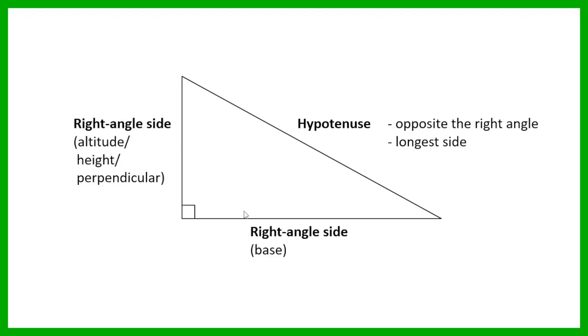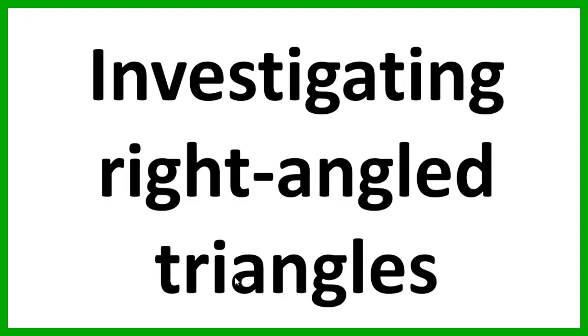Then these other two sides are called right angle sides, or they can be called the altitude, height, or perpendicular, and the base, but I'm just going to refer to them as the right angle sides or the other two sides in the triangle. They are adjacent to the 90 degree angle, whereas the hypotenuse is opposite the 90 degree angle. Okay, so now let's investigate right angle triangles.